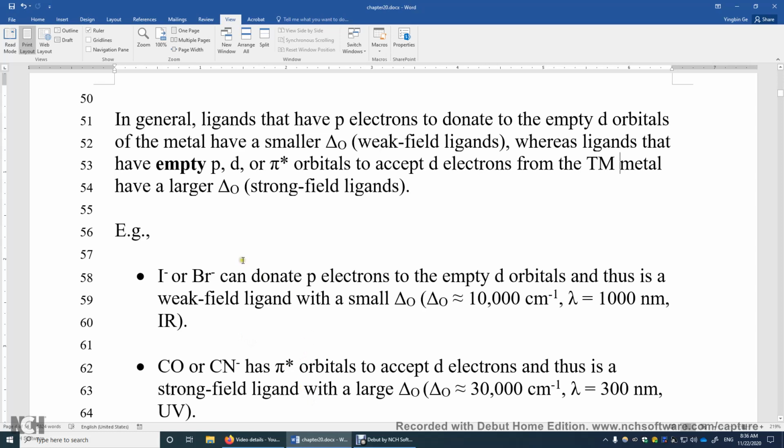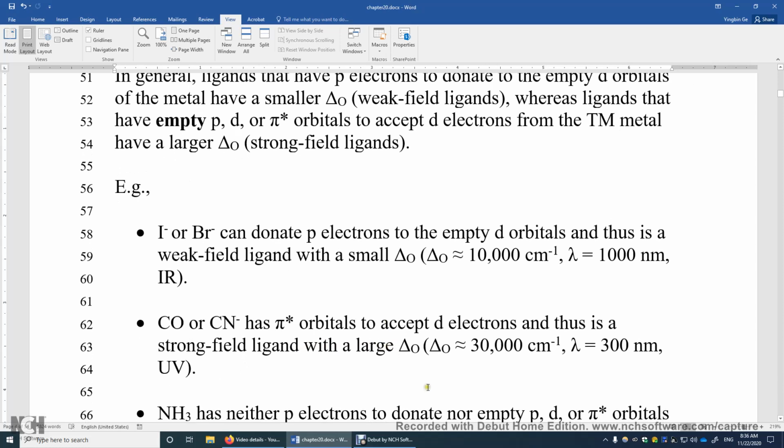So now we have these two types of ligands, iodidyl and bromidyl. They can donate p electrons to the transition metal. And over here, CO and CN minus have empty pi star orbitals that can accept d electrons from the transition metal. So in this case, we have a weak field ligand with small delta O. In this case, we have a strong field ligand with large delta O.